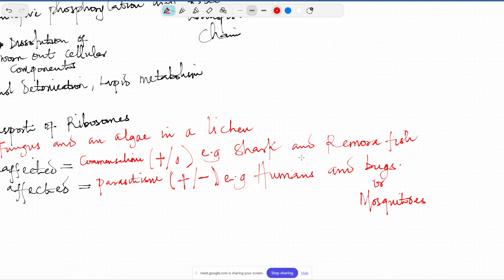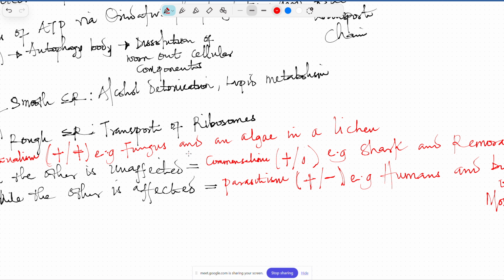Shark and remora fish. The remora fish is usually attached to the body of the shark. While the shark is just doing its own thing, the remora fish feeds on the remains of the food that the shark has eaten. So staying on the body of the shark doesn't affect the shark in any way.